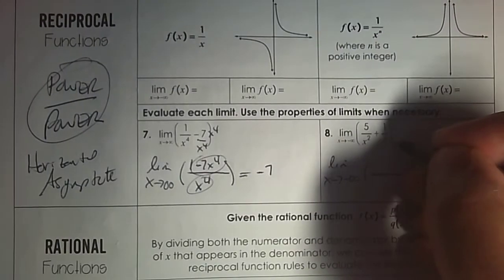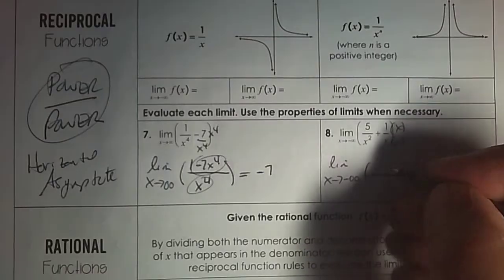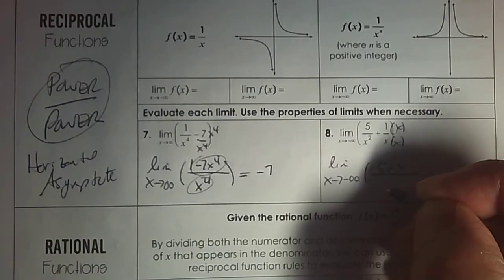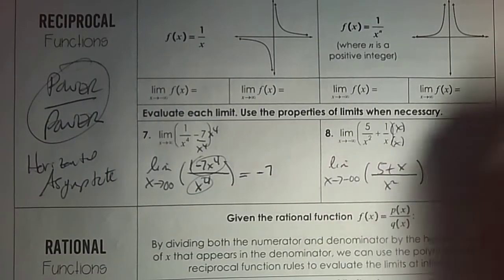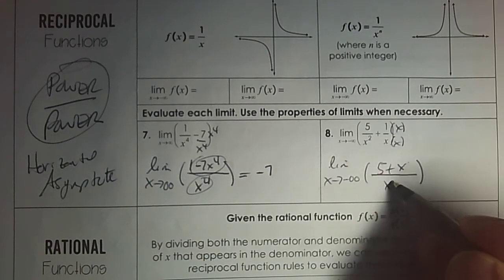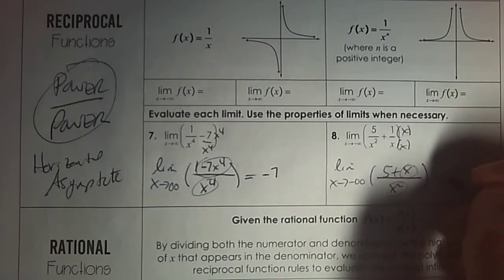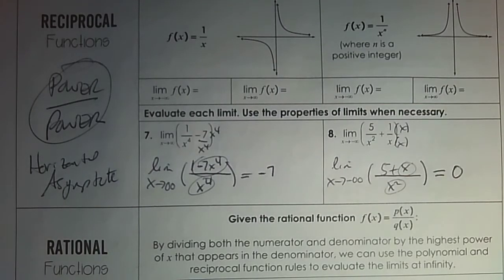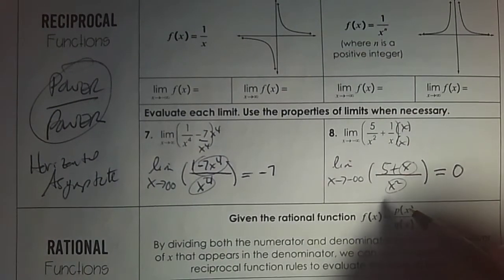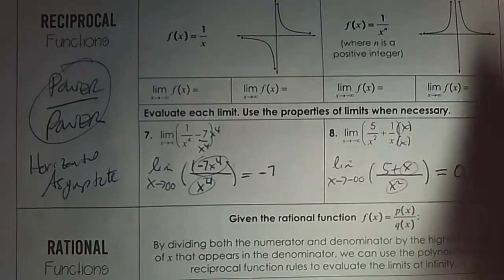To do that, I'm going to multiply by x top and bottom. So that's 5 plus x, and that's over x squared. Now, when I go power over power, I want you to notice the bottom is more powerful. That means the horizontal asymptote is 0, which means the end behavior is 0, because the bottom is more powerful. Number 9.